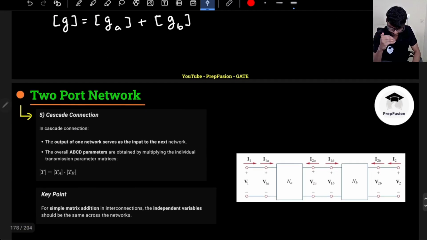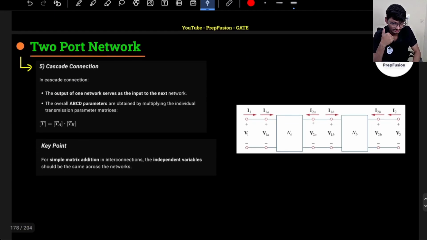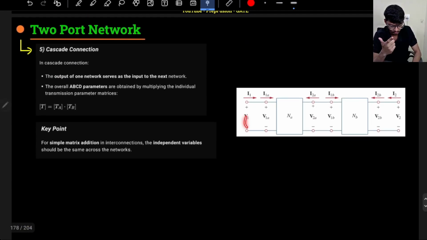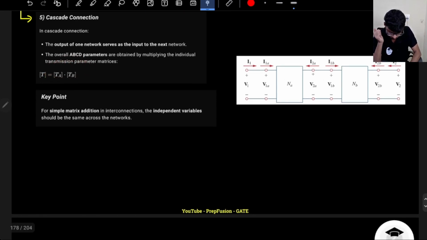Now let's come to the cascade connection. So cascade connection is very interesting. Cascade means basically one two-port network is there, with it another network is cascaded. So its input is connected to the output of the other network. Then what happens? Then simple product happens. Product of what? Product of the two ABCD parameter matrices. Simple product of two ABCD parameter matrices.